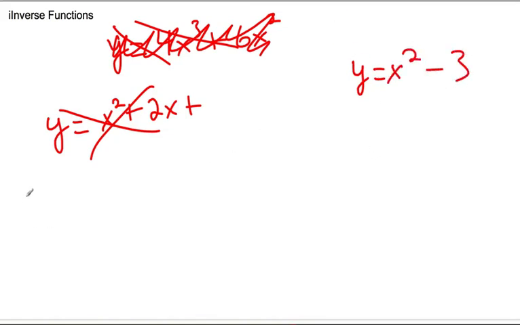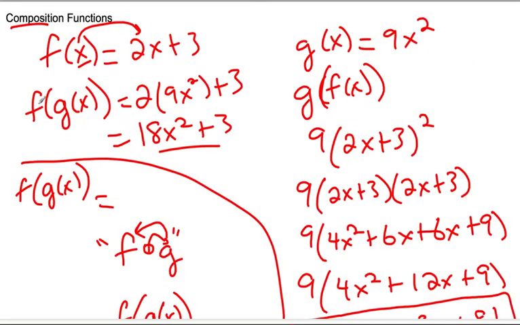To find the inverse, all we must do is put the values of x as y and just basically swap the variables. We get x equals y squared minus 3. We're swapping the variables. That's what inverse functions require you to do. Composition functions require you to put one value in for another value.